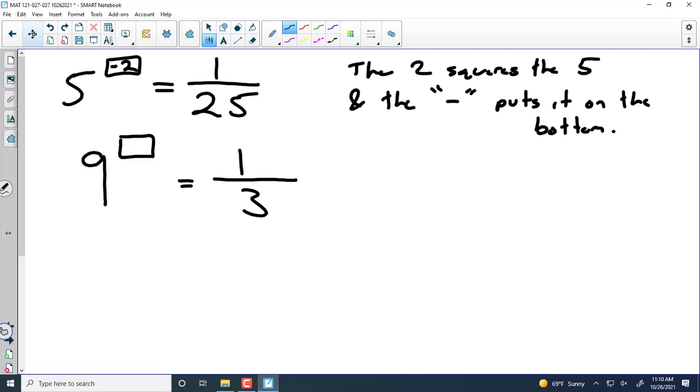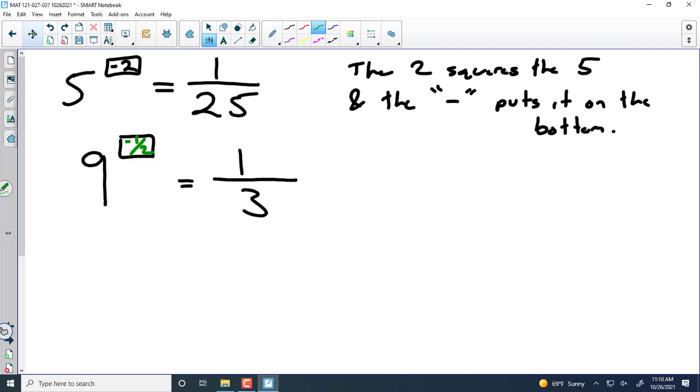We have to get it down in the bottom. And we don't raise it to a power. It looks like we take the square root of it. So what power is going to put it on the bottom and take the square root? Tell me, please. Negative 1/2.